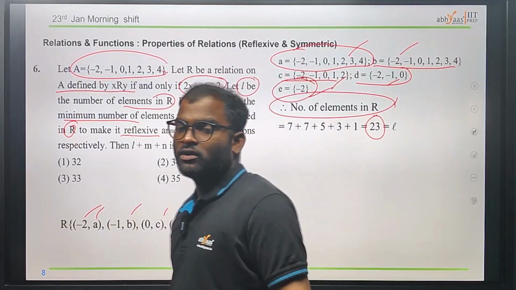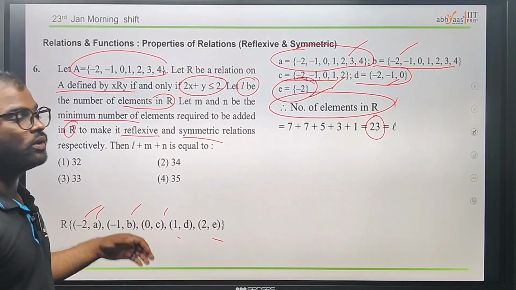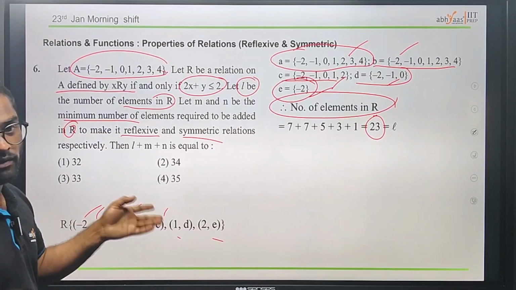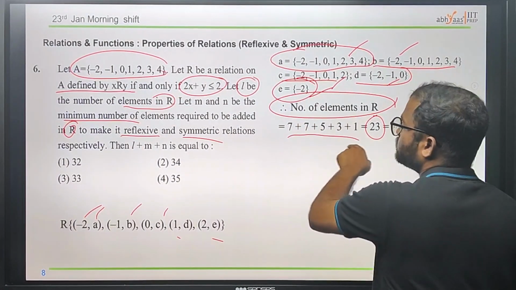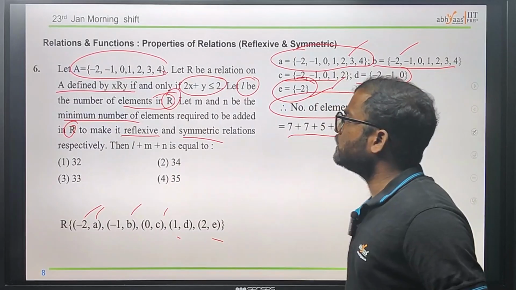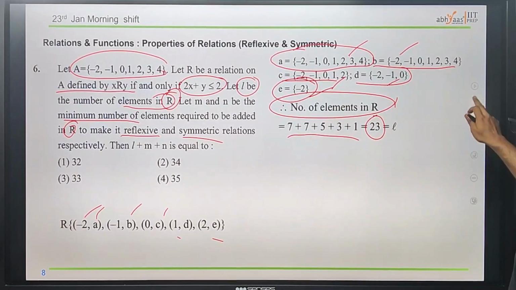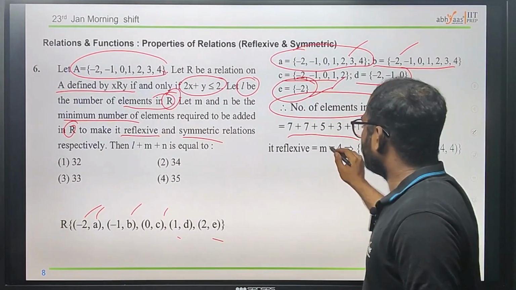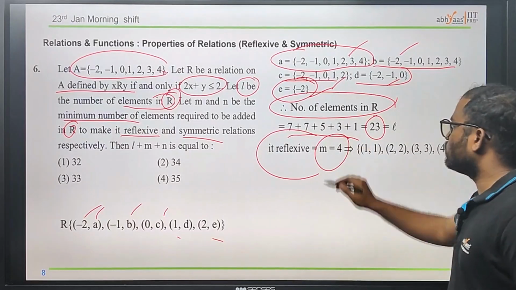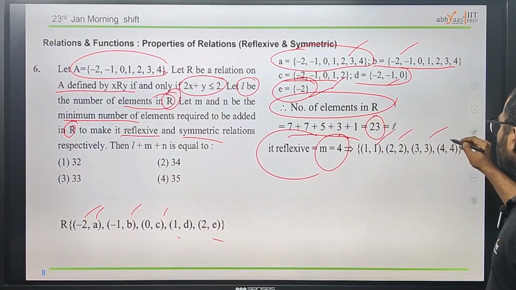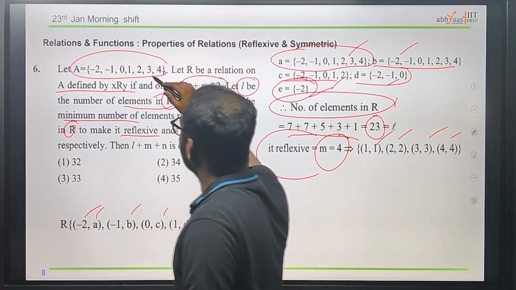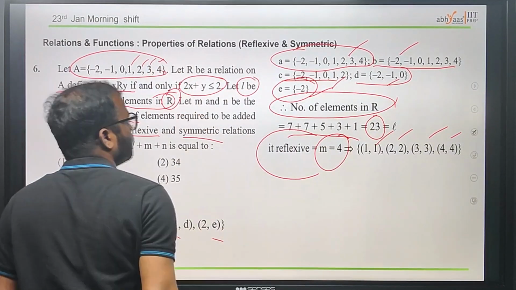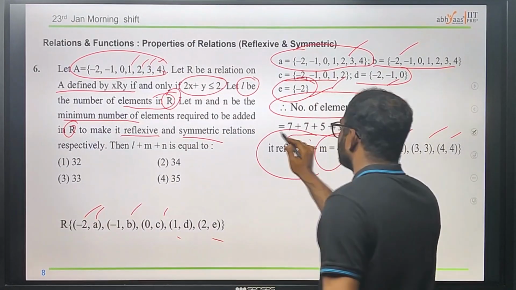Now we have to check how many elements we need in order to be reflexive and symmetric. In order to make it so, we have to add these in this R, which makes it reflexive and symmetric. If it is reflexive, M must be equal to 4. I hope you understood, these elements must be in it: 1, 2, 3, 4. Which means this gives the reflexive part.